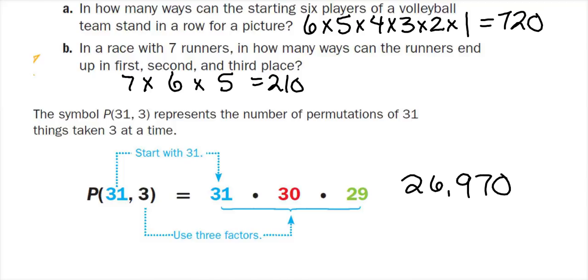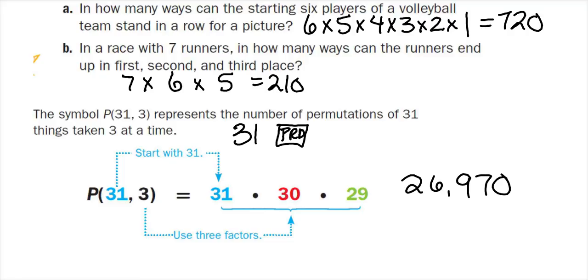26,970. So we already know that that's what the answer is. Well, here's the quick way to find it. Okay, so what you're going to do is hit in 31. Then you're going to hit the PRB button. So let's do 31, and then we'll type in PRB.